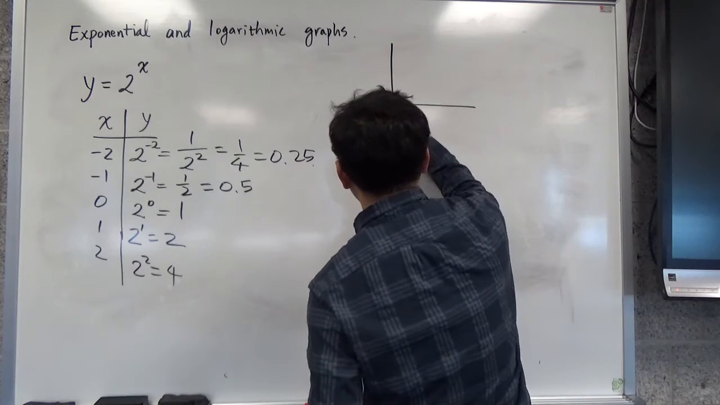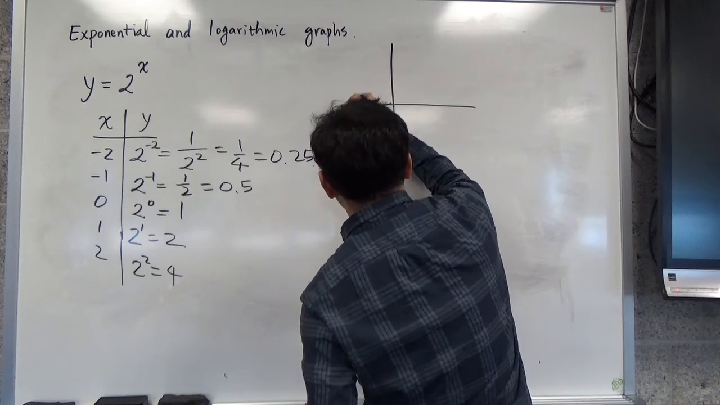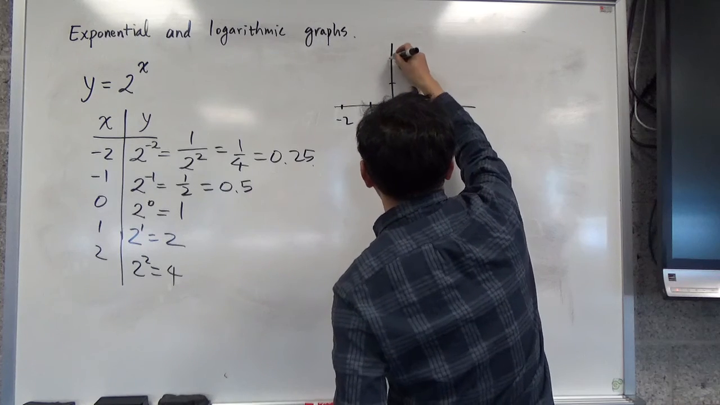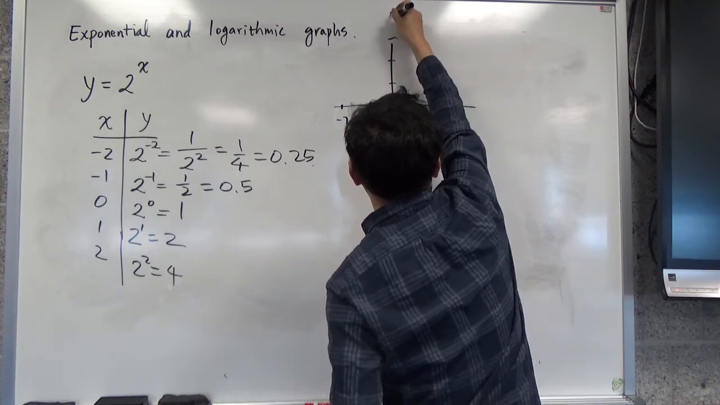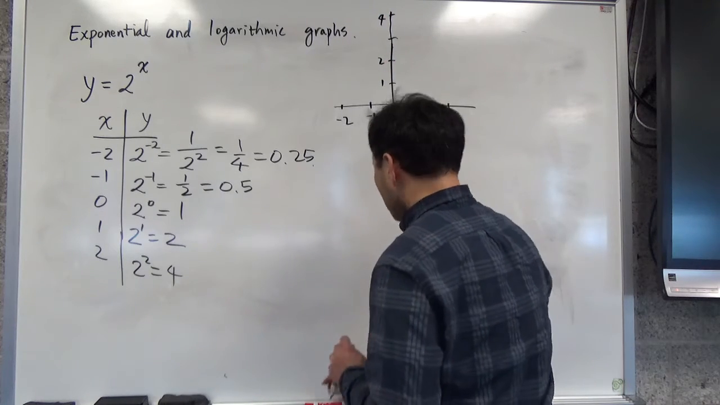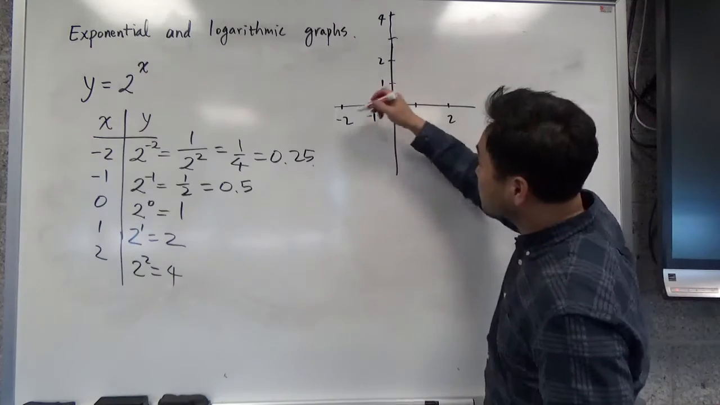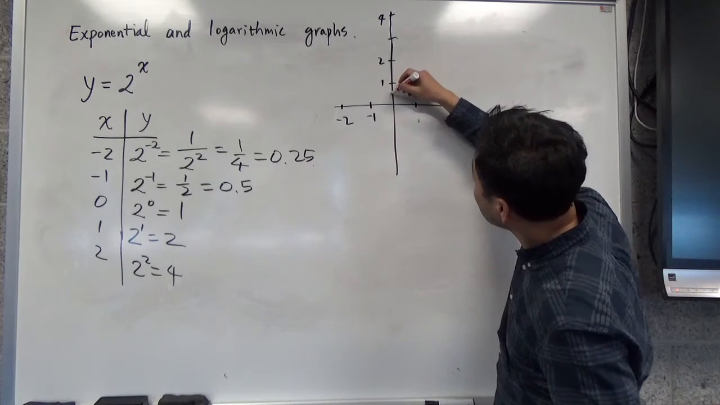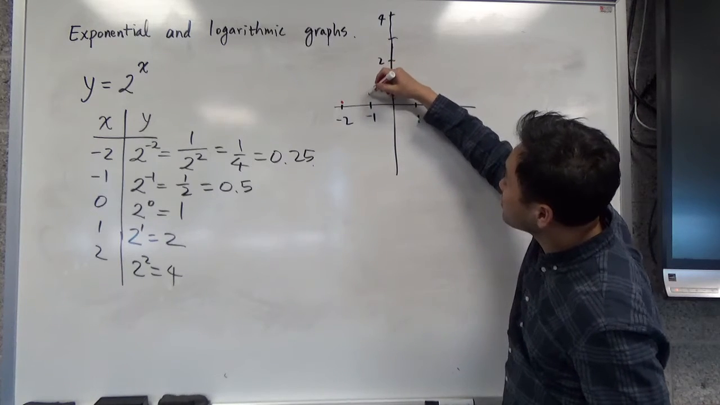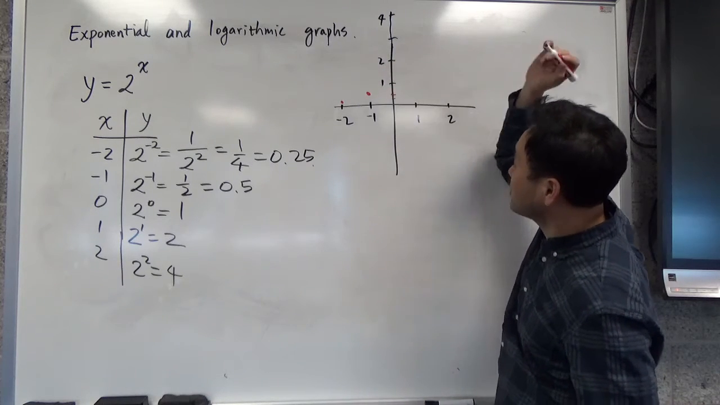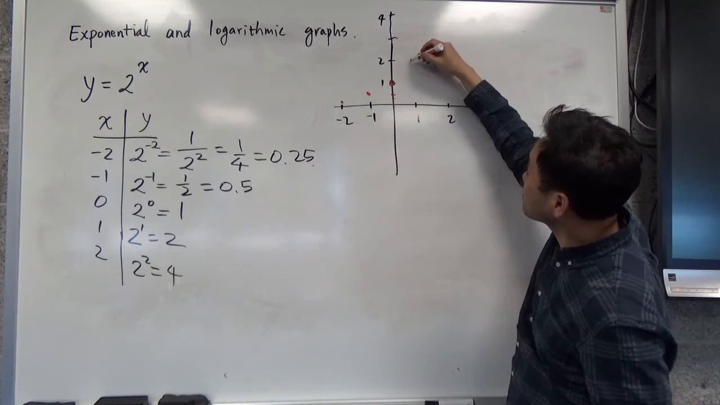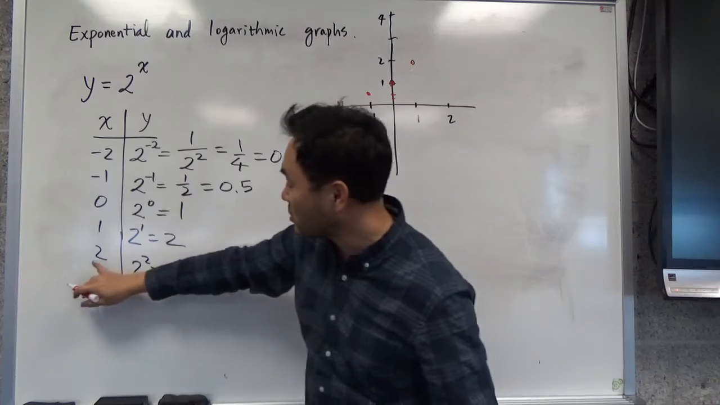So let's say here's negative 1, here's negative 2, positive 1, positive 2, 1, 2, 3, all the way there. It'll be 4. And let's plot them. First, negative 2, 1/4. So this is 1/2, that's 1/4. So it'll be right here. Negative 1, 0.5 is here. 0, 1, 1, 2, and then finally 2, 4.